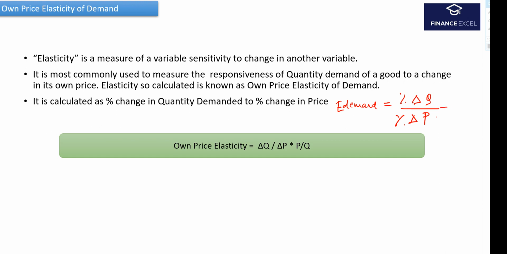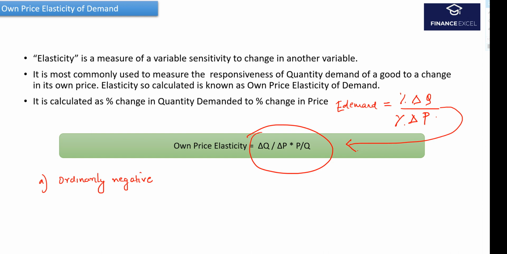And if we decompose this particular formula, we would get it in this form. Price elasticity of demand is change in quantity by change in price into price by quantity. The own price elasticity of demand for a good is ordinarily negative, because as per the law of demand, quantity demanded falls when the price of a good rises. If the price of a good rises, its quantity demanded would fall. Basically, there is an inverse relationship between the price of a good and its quantity demanded.